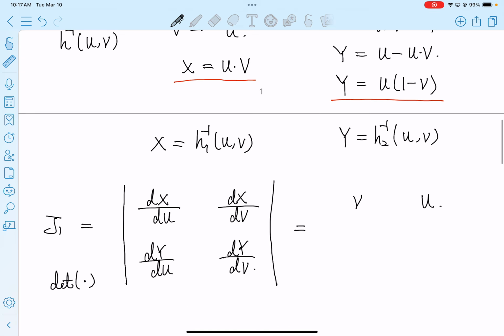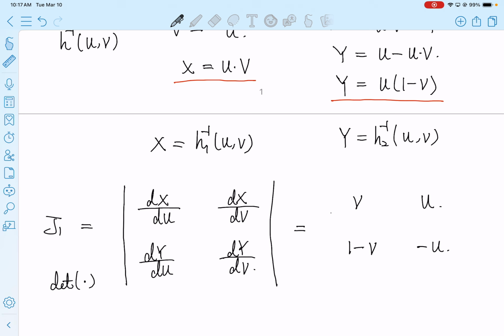What about for the second row? dy, yeah. 1 minus v. Then it'll be negative u. Yeah, so dy with respect to du would be 1 minus v, and then dy by dv will be negative u, right? Yeah. And then don't forget the determinant. Okay. Any question or comments up to this point?